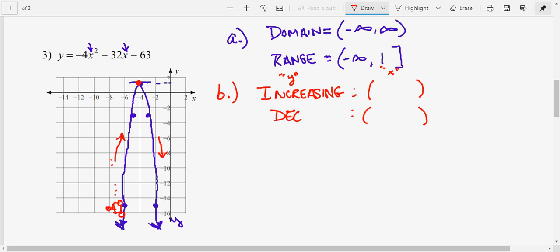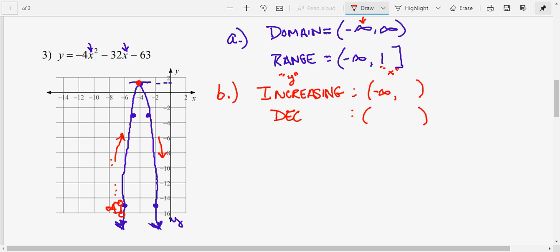Well, it comes from negative infinity, so it's been increasing since the beginning of the domain. So what's the first x value? Negative infinity, and you can get that from your domain. That's where my first interval should start, at negative infinity. And it's increasing, increasing, increasing.